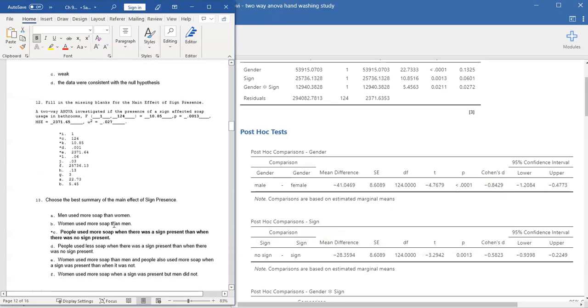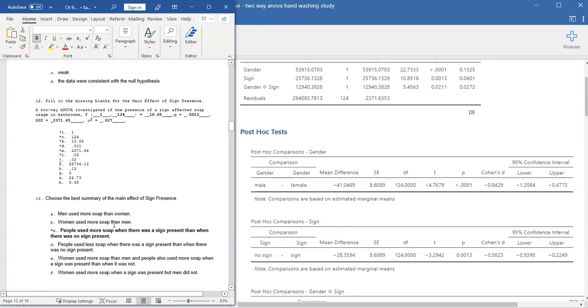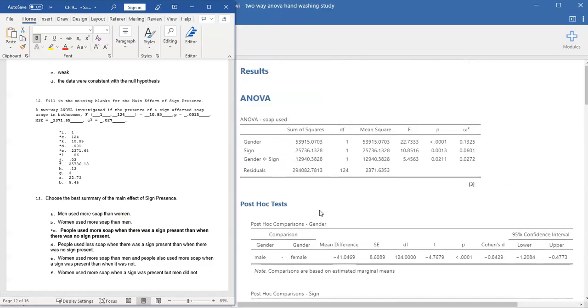The next one is asking you to interpret the main effect for the sign, presence versus absence. Again, you want to go back up to the ANOVA source table and use the line for sign. Again, 1 and 124. Here is your F value, here is your P value, here is your mean square residual or mean square error, and then here is your omega squared for the sign factor.